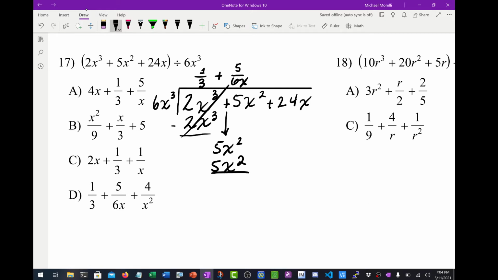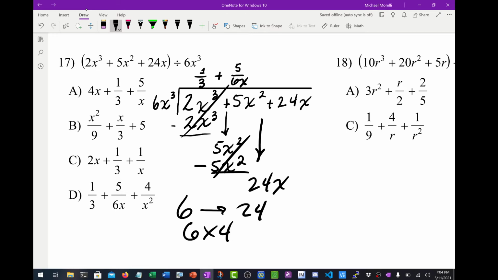All right, and there's no remainder there. It just cancels out, and we bring down 24x. So now we have the task of turning 6x cubed into 24x. Well, this is a little bit more straightforward. Turning a 6 into a 24 is easy. We just multiply by 4. So I know that part of my answer is to multiply by 4. But now I need to turn x cubed into x.